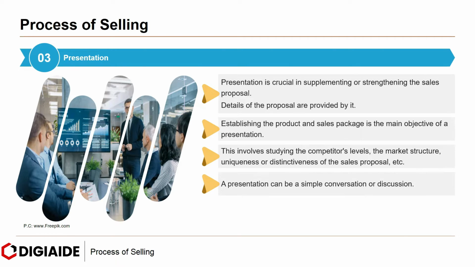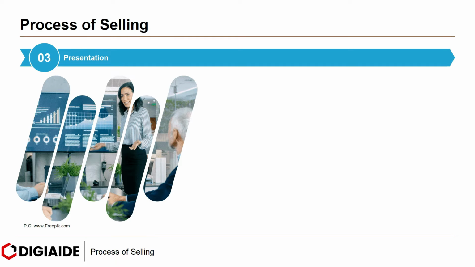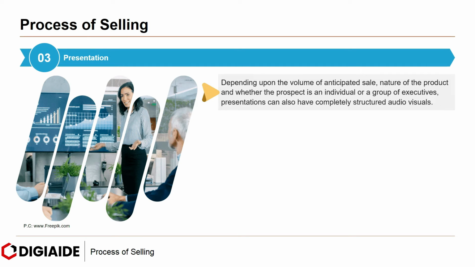A presentation can be a simple conversation or discussion. Moving further, depending upon the volume of anticipated sale, nature of the product, and whether the prospect is an individual or group of executives, presentations can also have completely structured audiovisuals. Group presentations are more elaborate and structured.